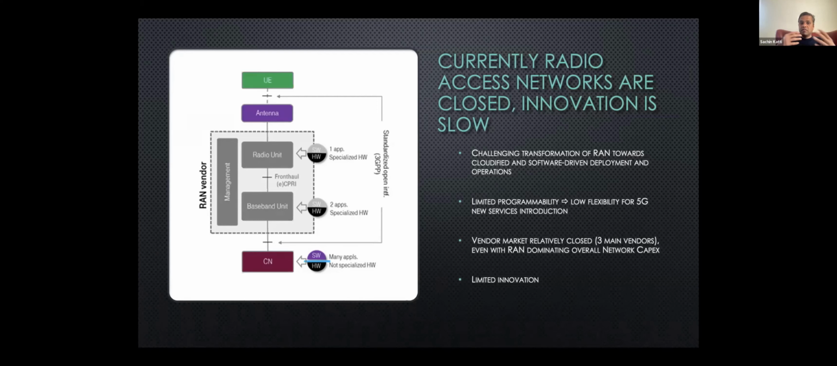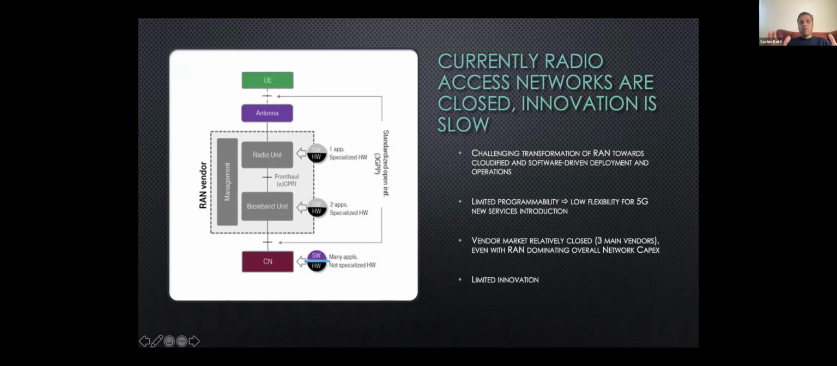Right? Now, the problem with this picture is that this entire box, the radio unit, baseband unit, management unit, comes vertically integrated from one vendor, right? And by the way, the CN is the core network, so that's the packet processing. What I'm really focused on is the radio access network.